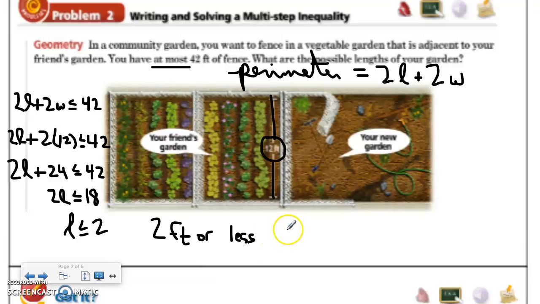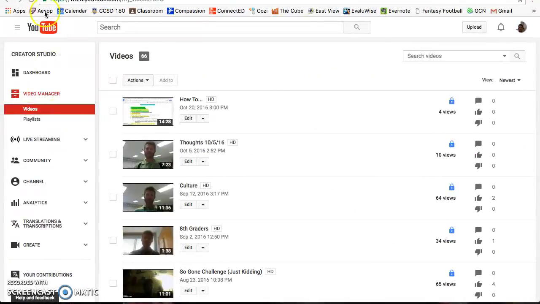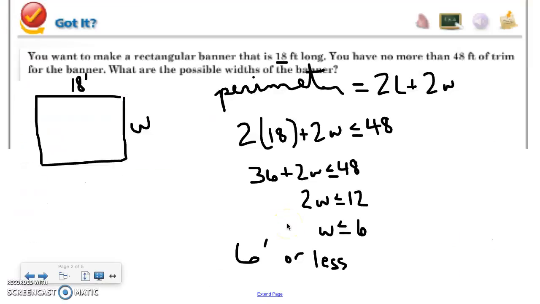All right. Let's have you try one by yourself. Come back after you've tried it to see the solution. Again, you're trying to find the perimeter. Rectangular banner that is 18 feet long, so they gave me the length. Draw yourself a picture if you need to. I always advocate that. You have no more than 48 feet, which means you can use all 48 feet, but you can't use any more than 48 feet.